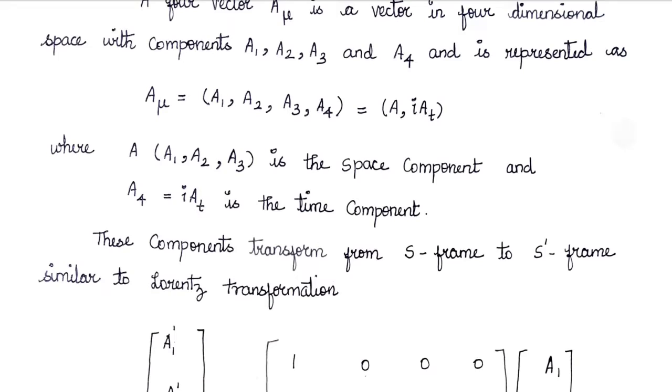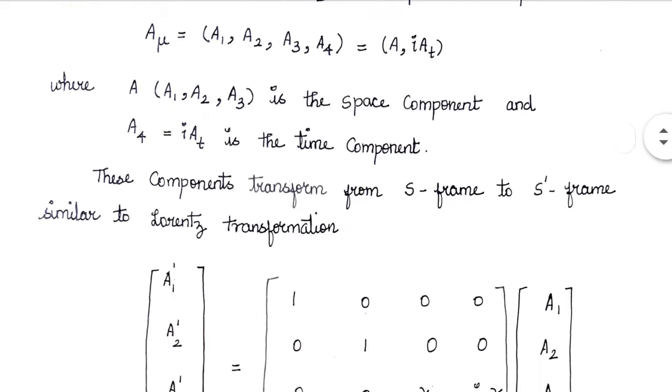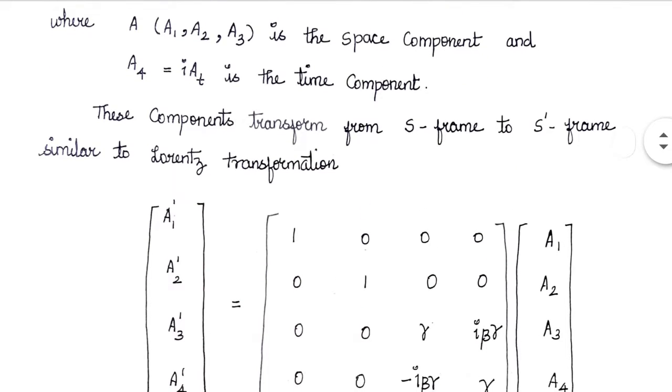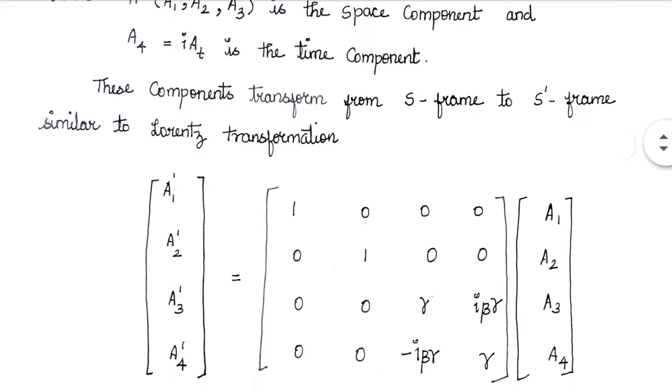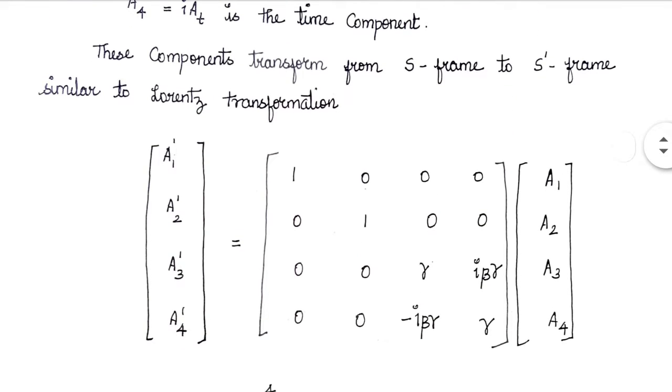And the first 3 components a1, a2, a3 are called the space components, as in the case of our regular geometrical space x, y, z. And the 4th component a4 is an imaginary coordinate which is i a t, and we call it the time component. These components transform from S frame to S prime frame in a similar fashion as the Lorentz transformation.